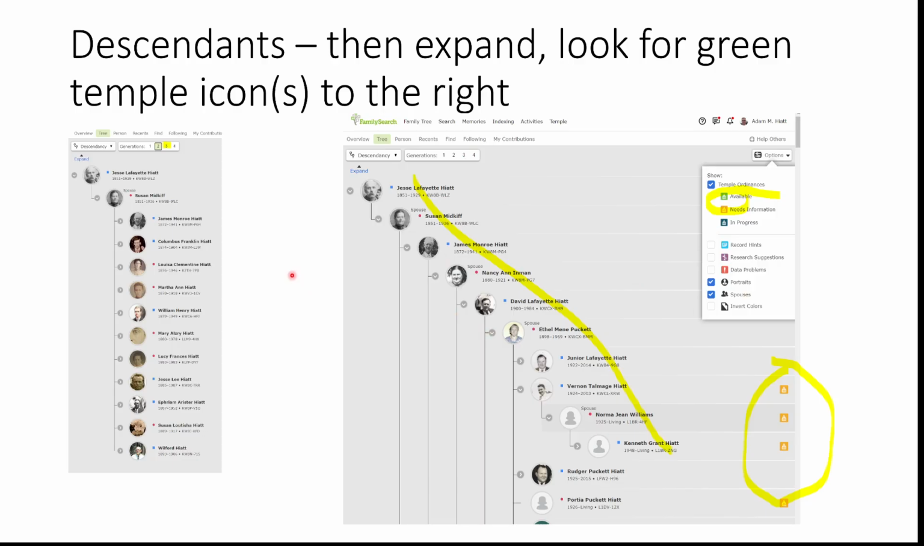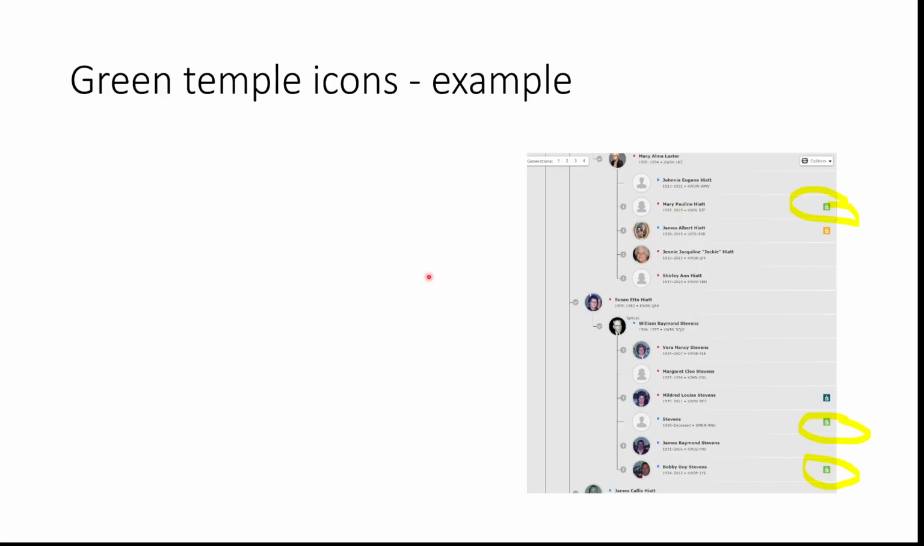So it's a really easy way to do temple work through Mozilla, or you can just go to FamilySearch and do it this way, or you can combine the two to really easily find areas to do temple work, like this one, which is a green temple icon.